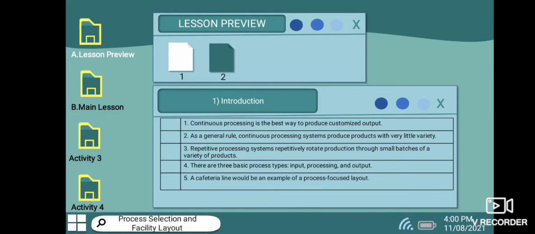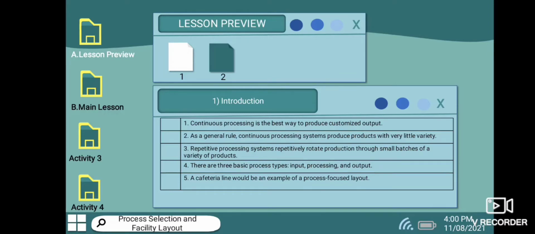Number 1. Continuous processing is the best way to produce customized output. Yes or no? No. Because continuous processing is best for standardized output, while a job shop is generally best for customized output.